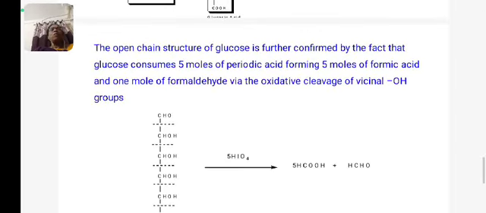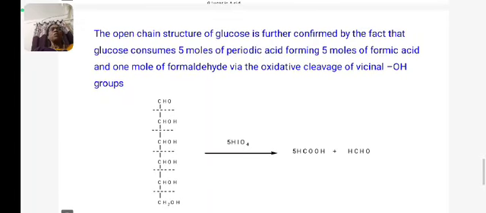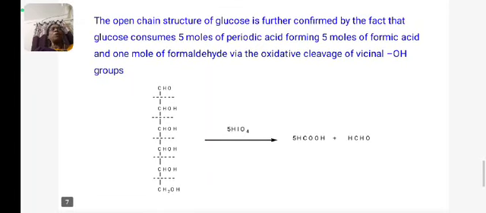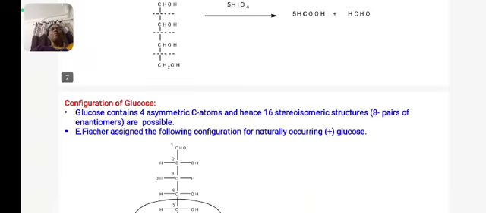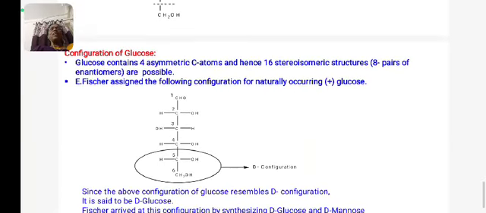And then, the open chain structure of glucose is further confirmed by the fact that glucose consumes 5 moles of periodic acid, forming 5 moles of formic acid and 1 mole of formaldehyde via the oxidative cleavage of vicinal hydroxyl groups. Then, since there are 4 asymmetric carbon atoms, we have to find out the configuration.